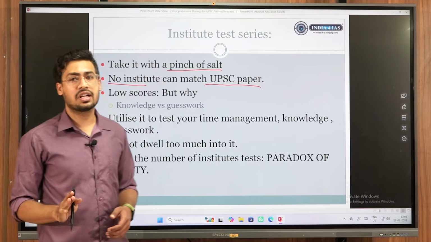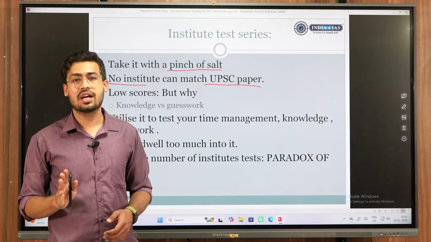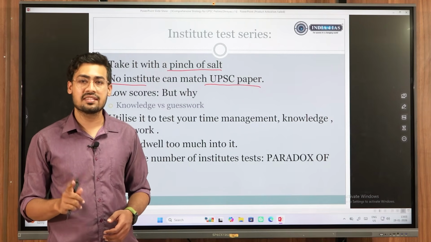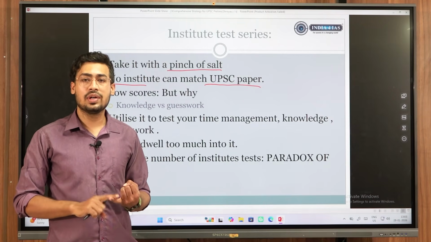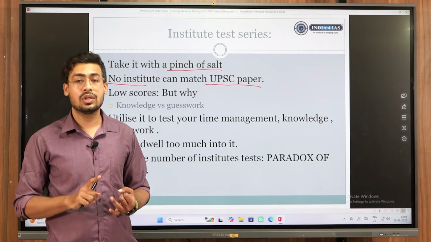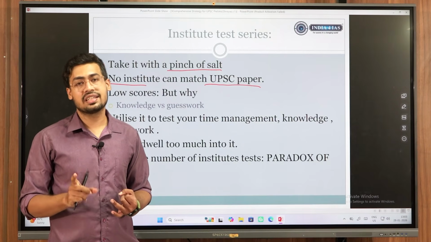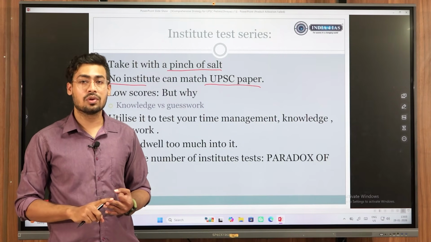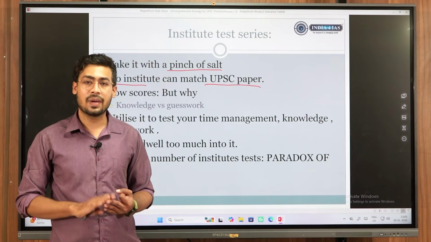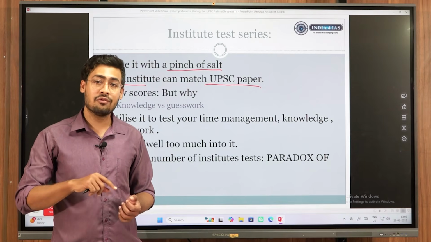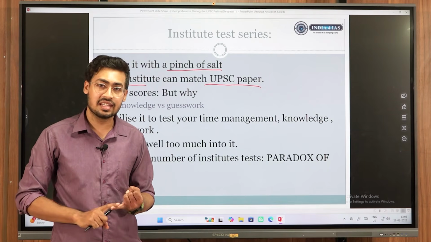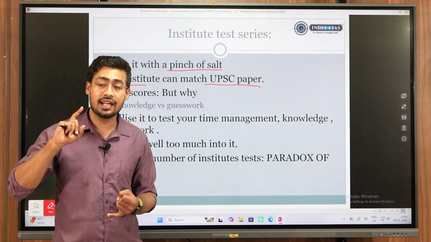UPSC is one of a kind. Every year its way of asking differs in a particular manner. Like I said, in the year 2020 it was very static. In the year 2021, polity was analytical. In the year 2022, it was fairly balanced. In the year 2023, it came with a new set of questions like assertion reasoning, which were asked prior to the 1990s.